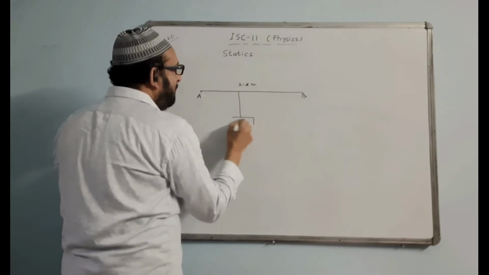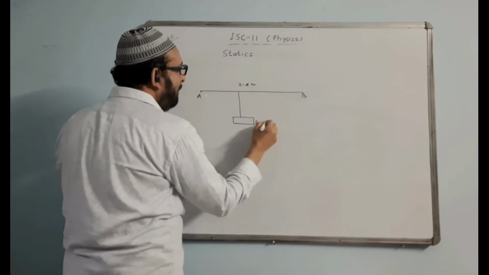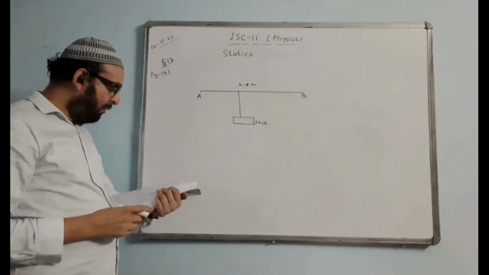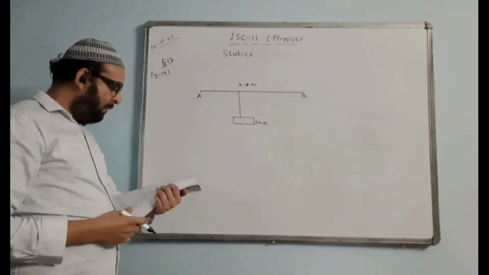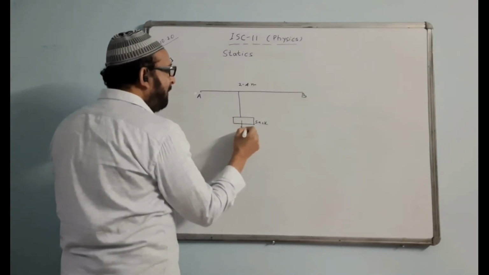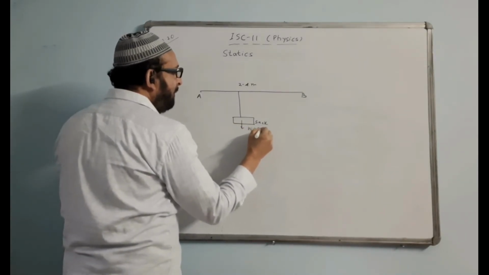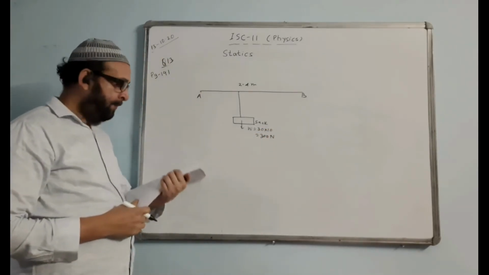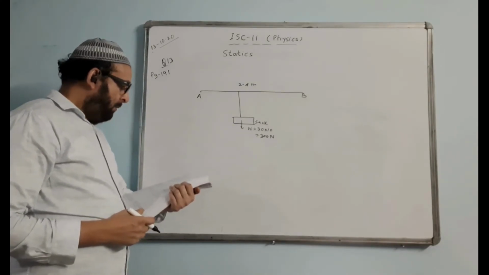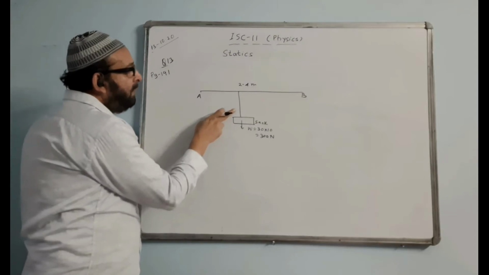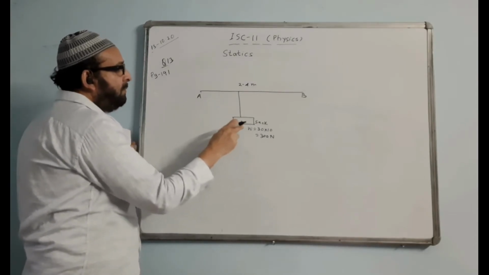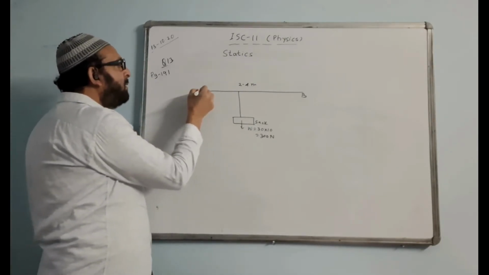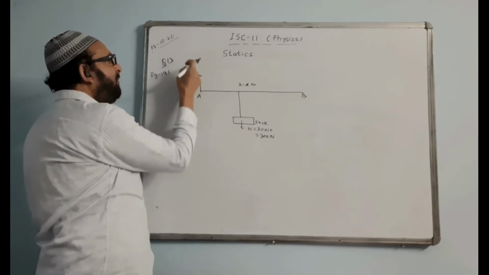Here is the sack of cement. Where should you keep it so that A supports only 2/3 of this load? The load is given as 30 kg, that means W is 30 into 10, which becomes 300 Newton. You have to find at what distance from man A you should hang the sack of cement. The man supports with a reaction force, lifting it this way.